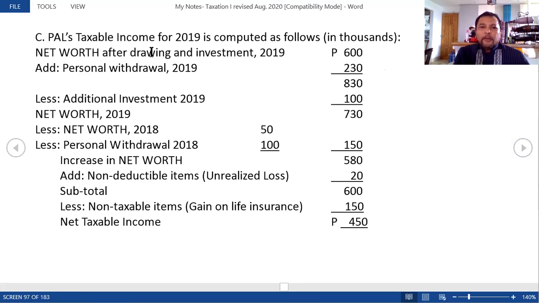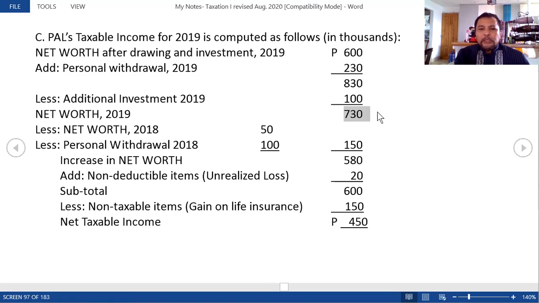So the net worth after drawing an investment is 830,000. No, it is 730,000. So that's what I told you. 600,000 plus the drawings, then you minus the investment. This is the total, the assets minus liabilities, and you get 730,000.